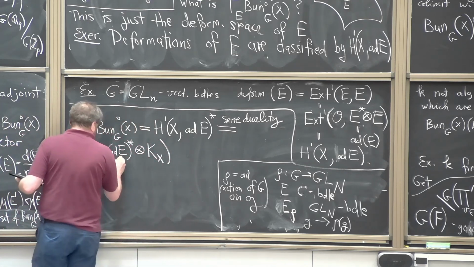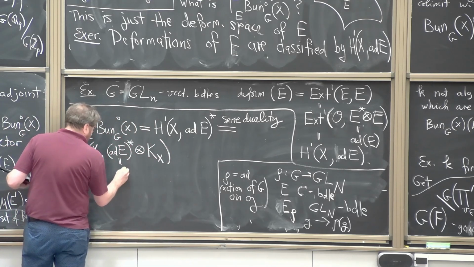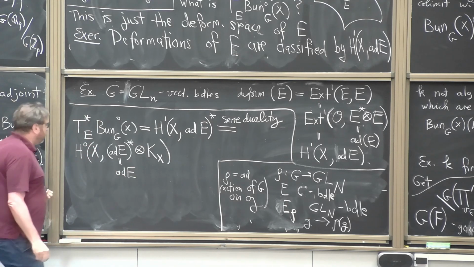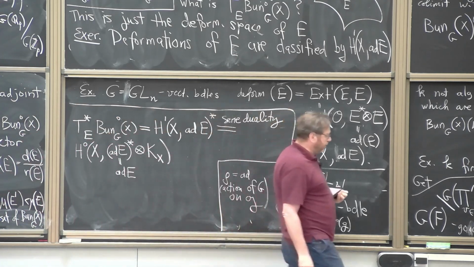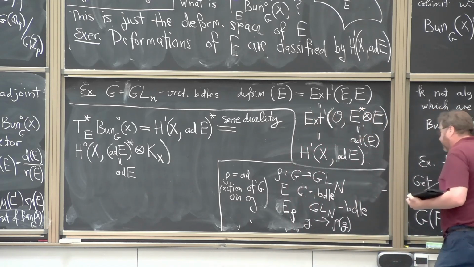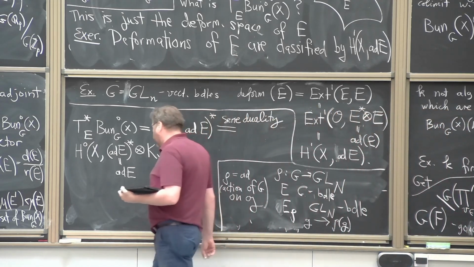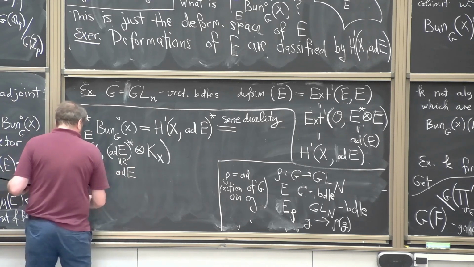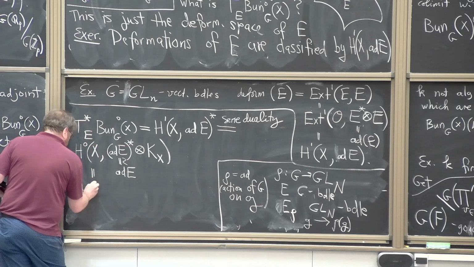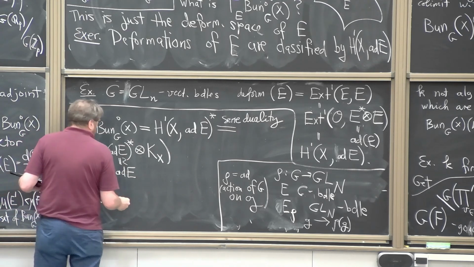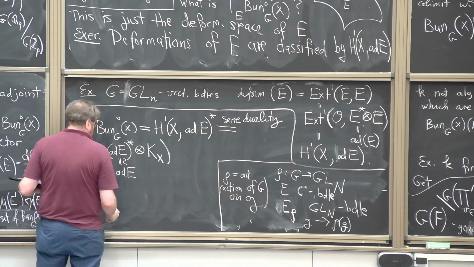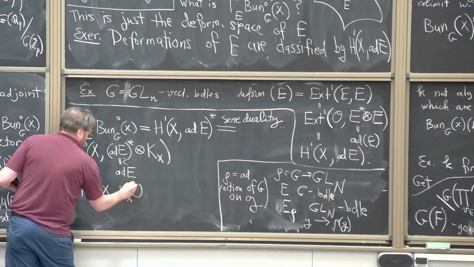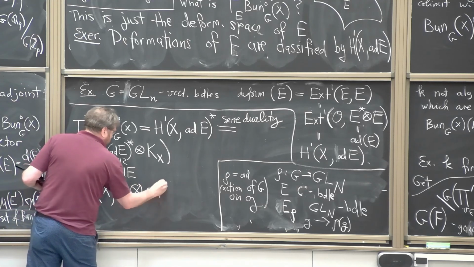But this is the same. Of course, there is a trace form on the Lie algebra, the Killing form, and therefore the adjoint bundle has also an invariant inner product, so it is self-dual. And so what we get is that this is equal to H0 of X. I think it is customary to write K_X as a first factor, tensor product with the adjoint of E.